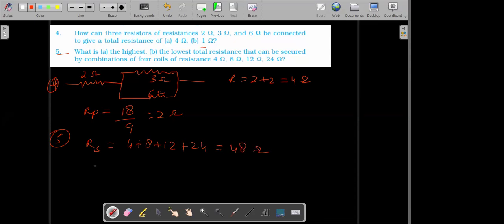So this is 48 ohm. And what is the least resistance? Least resistance is possible when they are connected in parallel combination.